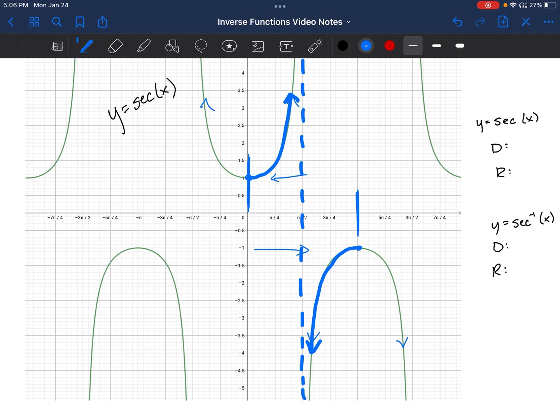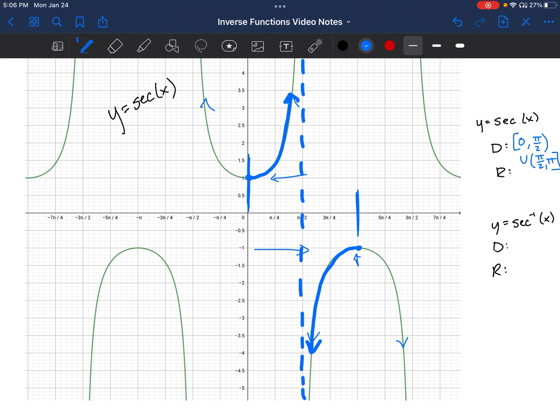So let me write this very carefully. My domain is going to be from bracket 0 to pi over 2, where there's an asymptote, so I'm going to put a parenthesis. Then I'm going to put a union symbol and do pi over 2 to pi with a bracket, because again, it does reach pi. There is a number right there.